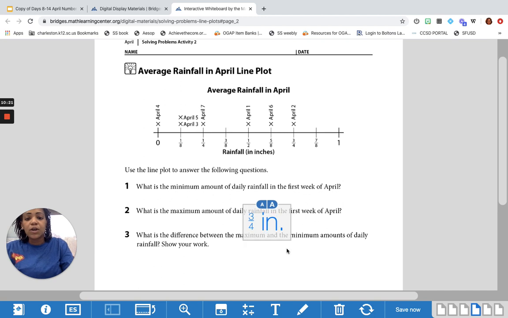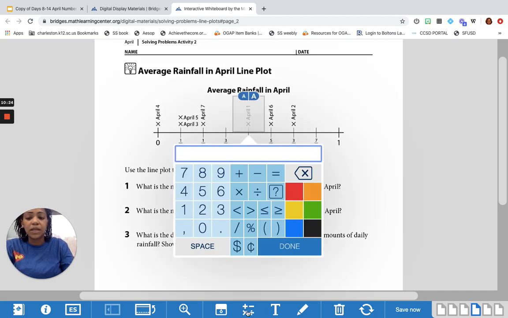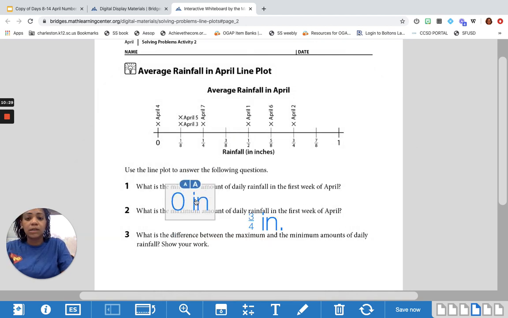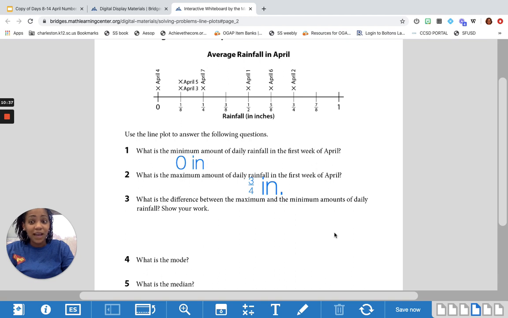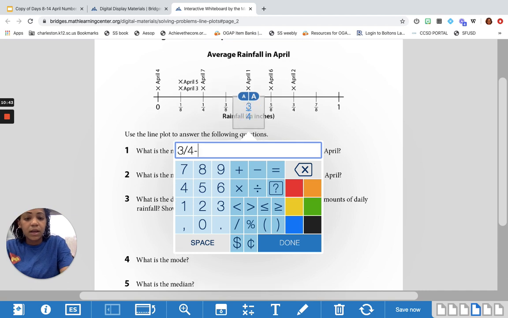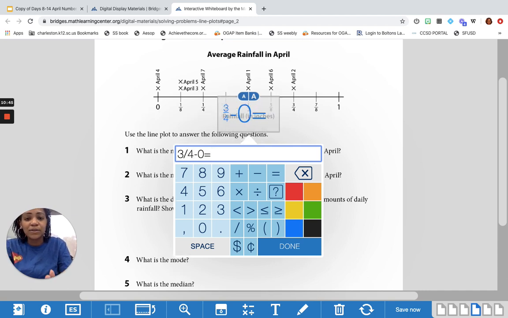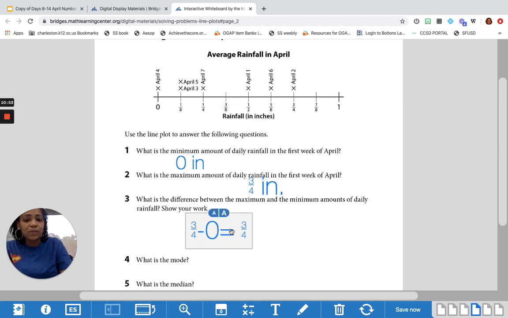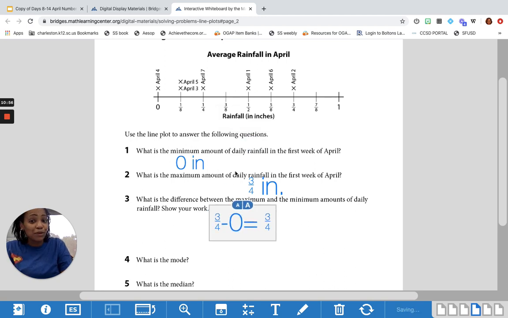The next question. What's the difference between the maximum and the minimum? Yikers. What does it mean when it says, what's the difference? What operation should I do? I should subtract. So I should take 3/4 and I should subtract 0. And if I do that, what am I going to get? What's 3/4 minus nothing? Good. It's still 3/4. So the difference between the maximum and the minimum is 3/4. And that made it really easy with our minimum being 0.